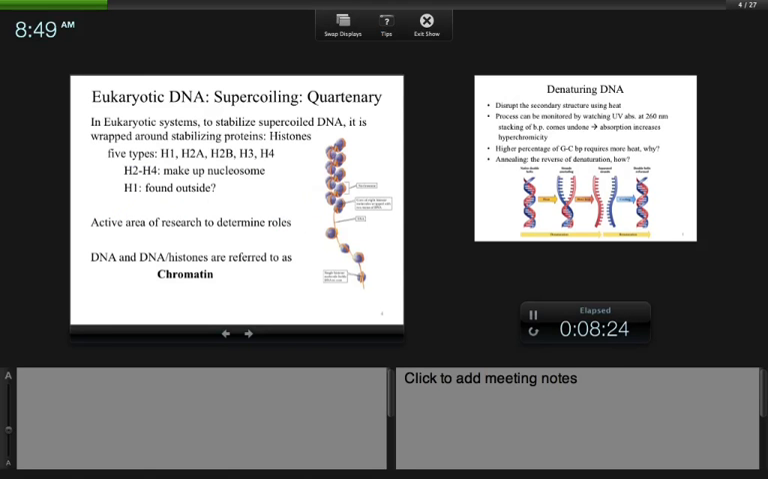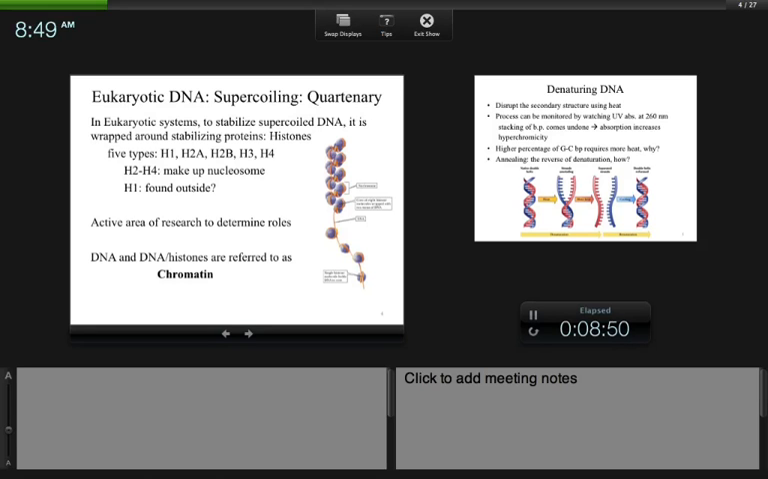Okay? And that's where we can get our quaternary structure. And this is where we can bring in our histones. Okay? So the histones will sit in that loop and help stabilize that supercoil. Okay? All sorts of theories behind what exactly is happening with this. They're still doing active research and figuring out what the exact role of the histones are and deciding what roles they're playing within each of these things.